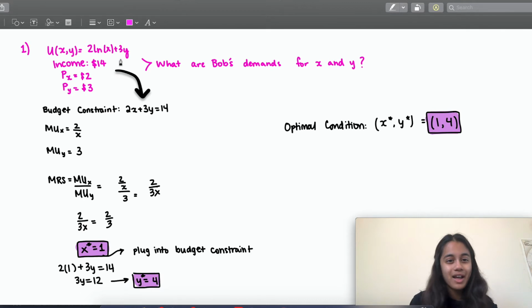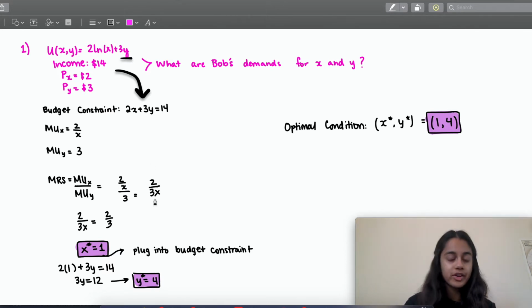And the MUY, again, it's a constant, right? The derivative of a linear function is just this constant, which is 3. MRS, same thing, we just do 2 over x divided by 3. A lot of people kind of confuse the denominator, numerator stuff. That x just goes down, right? And you get 2 over 3x.